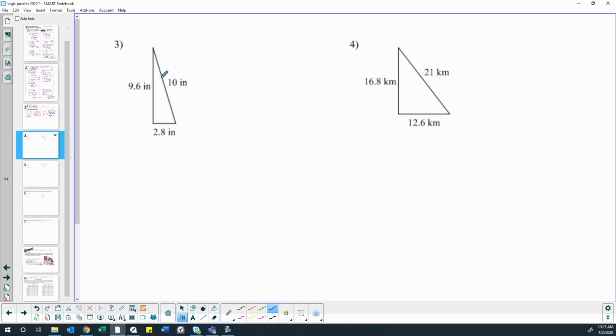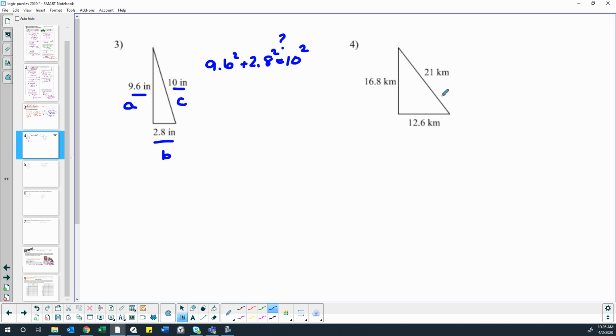Hey, here's a few more. Longest side is 10. Shorter, just barely shorter, shorter. So we'll call the shorter sides A and B. The longer side is C. So let's go 9.6 squared plus 2.8 squared equals 10 squared, except that we're not sure if it's going to be equal or not. I need to use a calculator for this one. You could use calculators for everything, but the other ones I was able to do in my head.